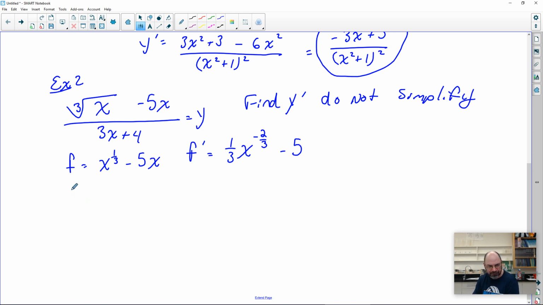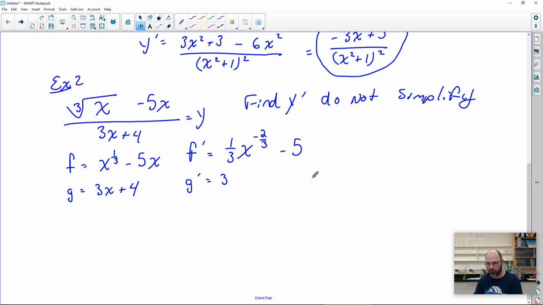Now if we do g, 3x plus 4. Now we do the derivative of that for g prime. It's just simply 3 for 3x, and then the derivative of 4 is 0. So it's just 3. Okay, so you're thinking, well, maybe we can simplify a little bit, maybe not.